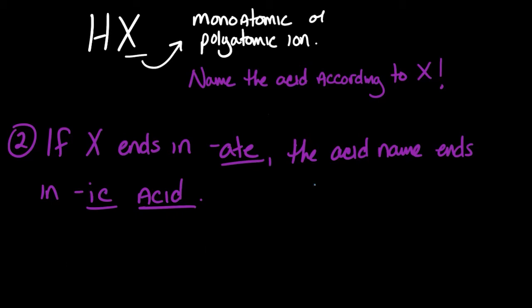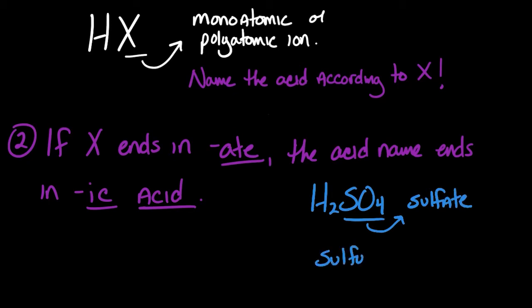Now I also want to show another example here with H2SO4. So SO4 is sulfate. And so again, we drop the ATE ending and add ic acid. So this is sulfuric acid. And there's two things that I want to point out. One, even though this compound has two hydrogen atoms, it doesn't affect the name. And two, there's a slightly different ending change from sulfate to sulfuric. Just remember that spelling doesn't count in nomenclature.